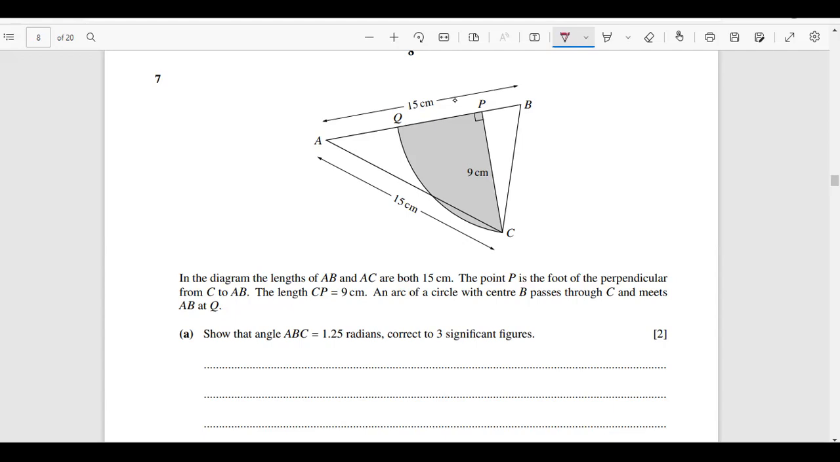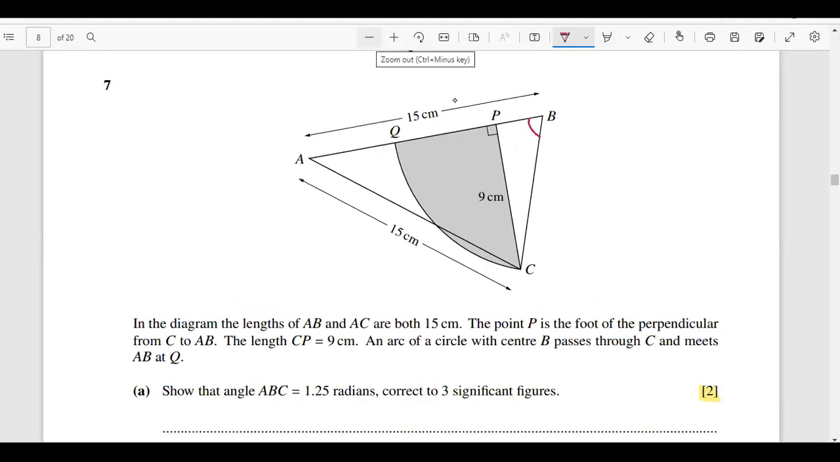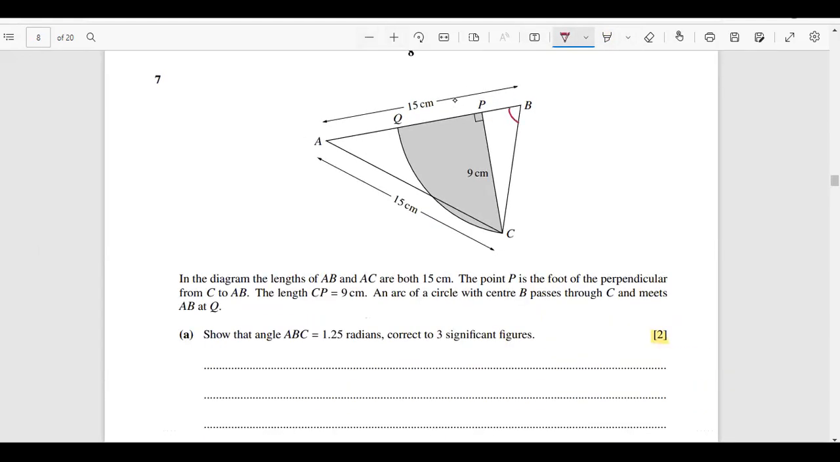Okay, you need to find the angle ABC. This is the angle which we are to find. It's very easy. It's a 2-mark question. Do not think that if it is for more marks, it would be difficult. Just think that if it is for more marks, it would require more steps. That is it.